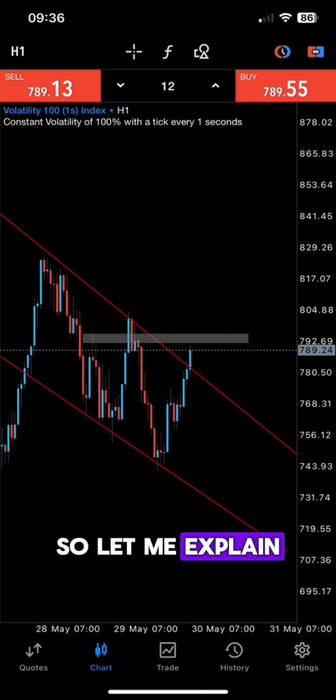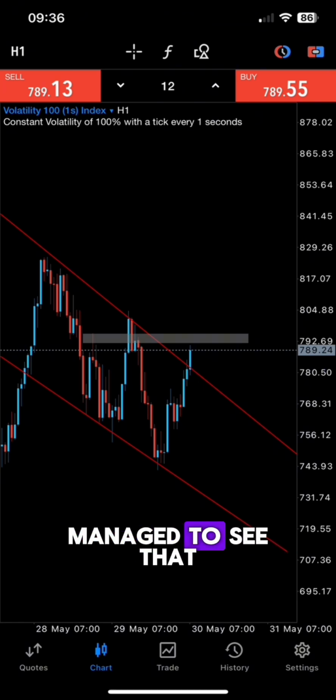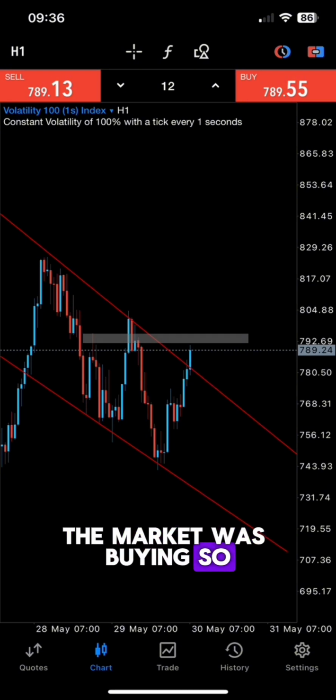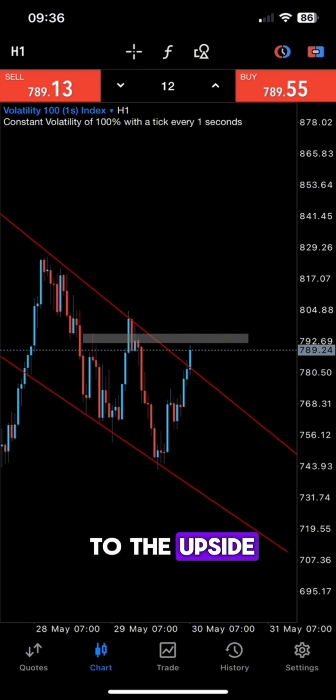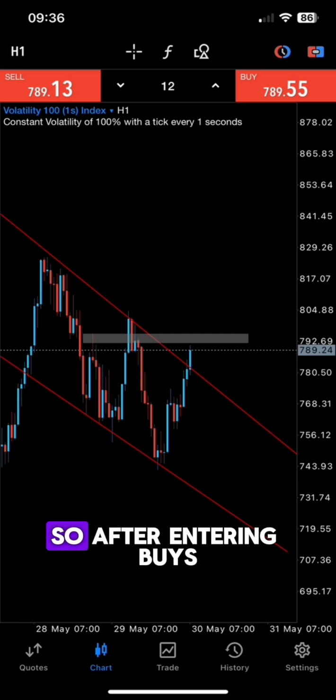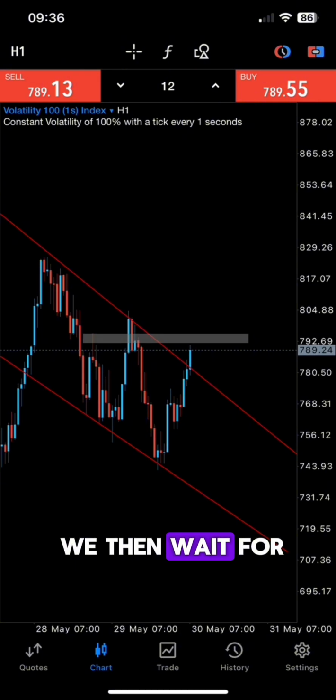So let me explain how I managed to see that the market was buying. This was a falling wedge that was broken out to the upside. Once it breaks to the upside, we then enter buys. After entering buys, we then wait for our profit.